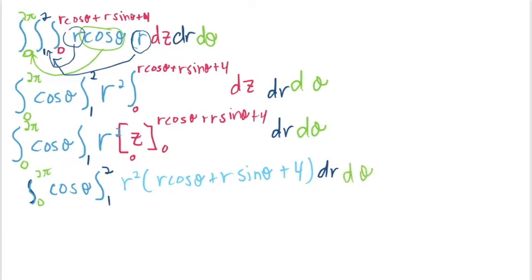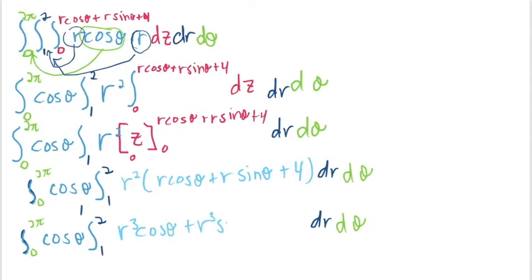So now we're going to have to integrate this in terms of r, while treating theta like a constant. So first let's distribute the r squared. So we're going to have r cubed cosine theta plus r cubed sine theta plus 4r squared. So now let's take the integral.